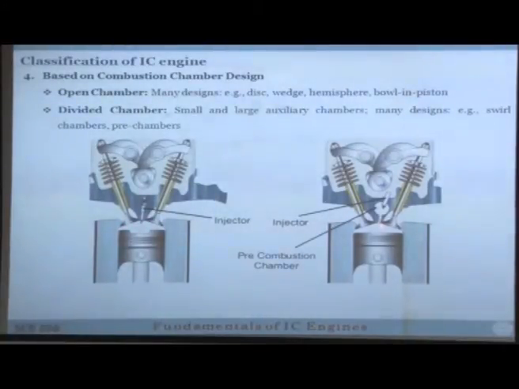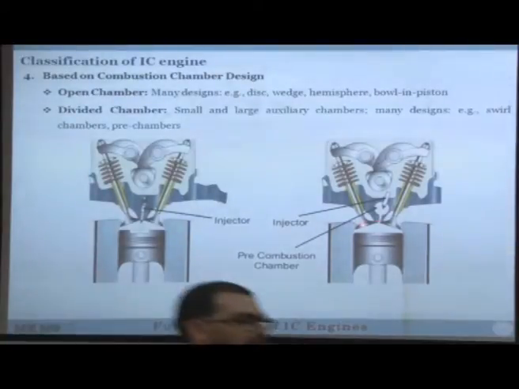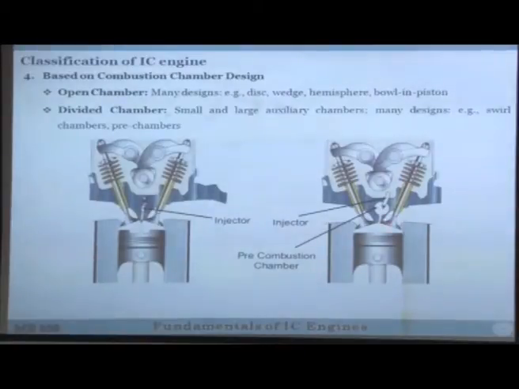But if you decide that, okay, I am not going to inject directly in this main chamber, I will make another small chamber and I will inject the fuel here, then this combustion chamber is this and this. So the combustion chamber is divided into two parts. One is the main chamber, the other one is the auxiliary chamber or pre-combustion chamber. So this is called divided chamber.